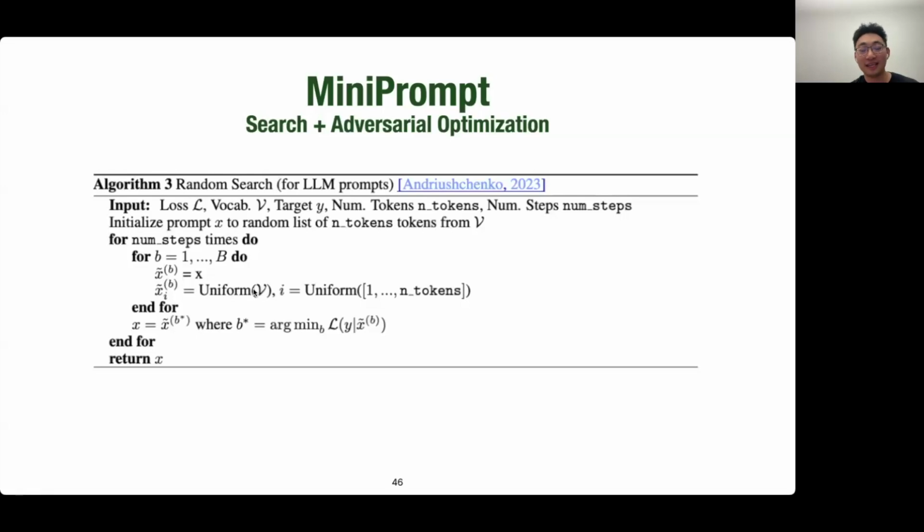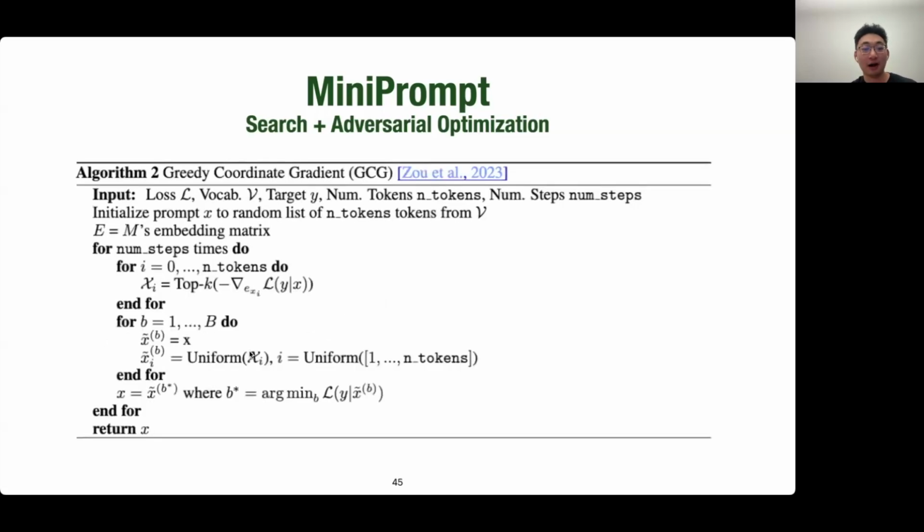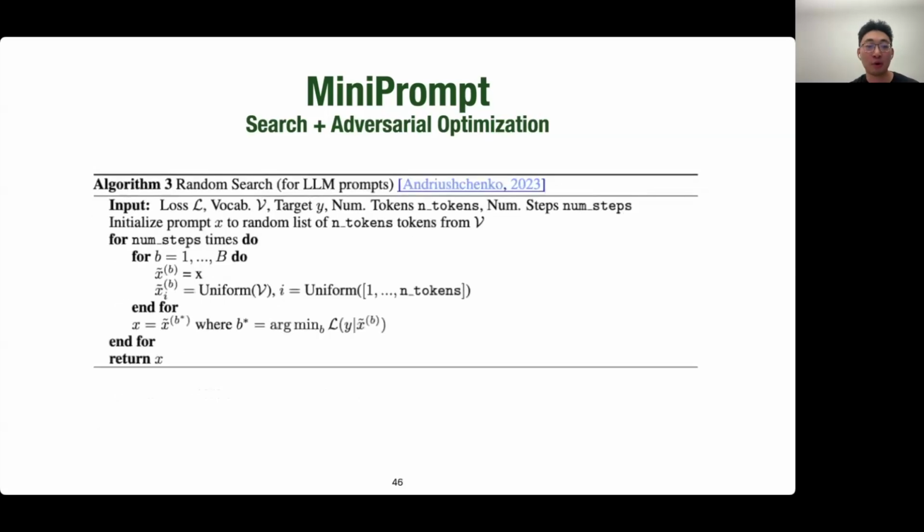So here, you're not even taking gradient. You're uniformly sampling within the vocab. That's the only difference. Here, I'm randomly sampling from the whole vocabulary. Here, I'm uniformly sampling from the top K tokens with the largest gradient. And both of them will work in this case.